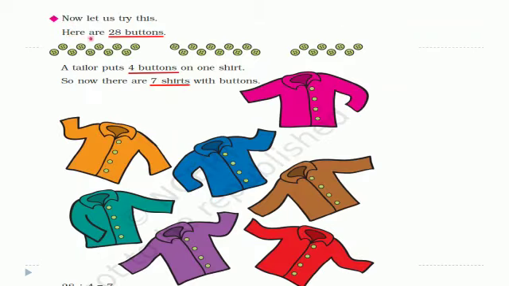Now here it is given there are 28 buttons. Total 28 buttons are there, and a tailor puts 4 buttons on one shirt. See, 4 buttons here, then 4, 4, 4, 4. He is going on putting 4 buttons on one shirt. Then he finds that he has put these 4 buttons in total 7 shirts. See, 4, 4, 4, 4, 4, 4, 4. So how many shirts are there? There are 7 shirts here.